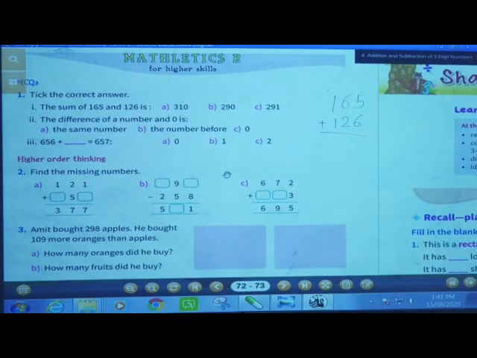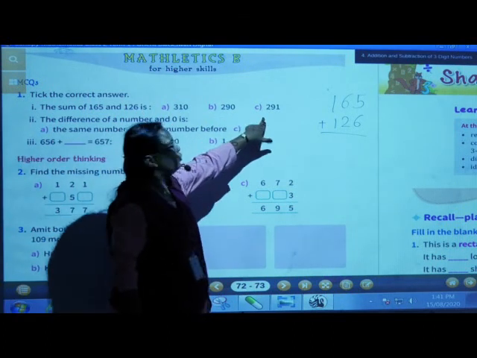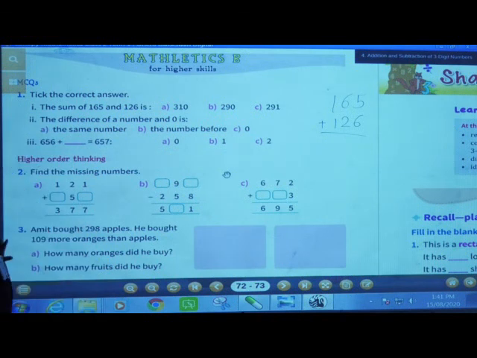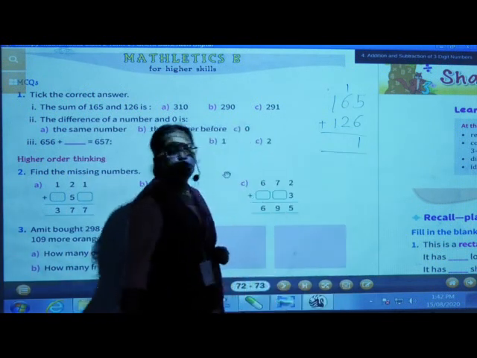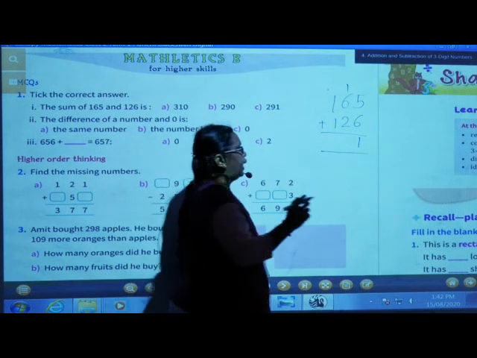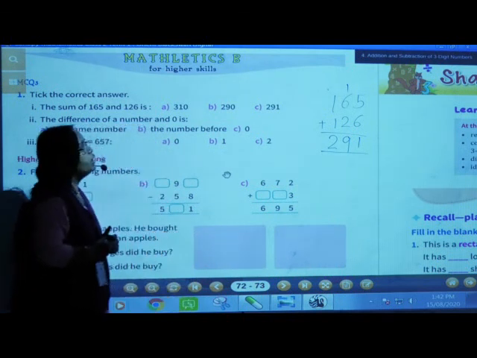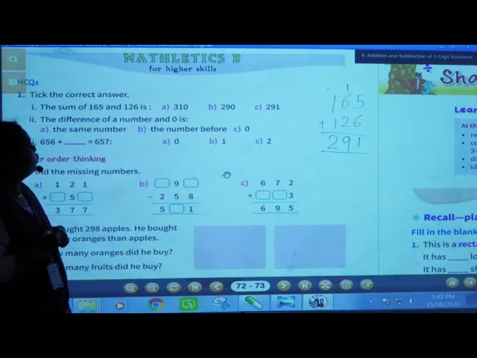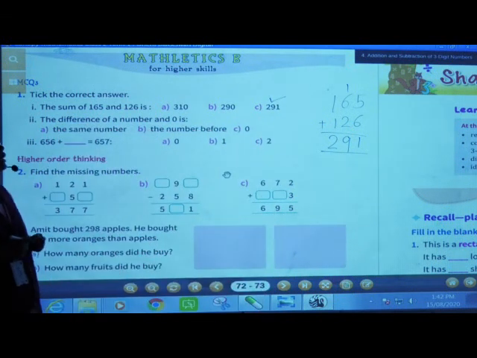So we are going to tick the correct answer. The sum of 165 and 126 is 310, 290, or 291. In this way, what do you want to do? 5 plus 6 is 11, correct. Then 6 plus 2, 7, 8. 8 and plus 1, 9. Then 1 plus 1 is 2. So your answer is 291. Then where will you tick? Here. Okay, 291 is the answer.